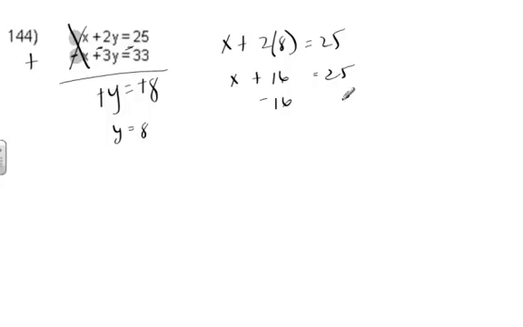And now you're just solving equations. So x equals, what is it, 9? So you have the ordered pair of 9, 8. Make sure you put your x first. So that's where these two would cross. Okay, all right, so let's go on.